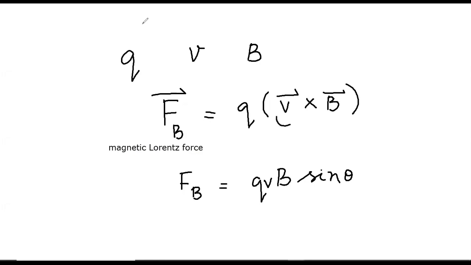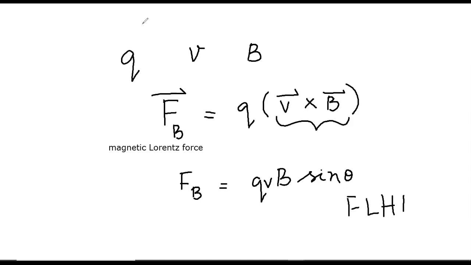We always know that the cross product of two vectors is always perpendicular to the individual vectors, and hence the Lorentz force is always perpendicular to the plane containing V and B. And the direction is what is going to be determined by Fleming's left-hand rule.